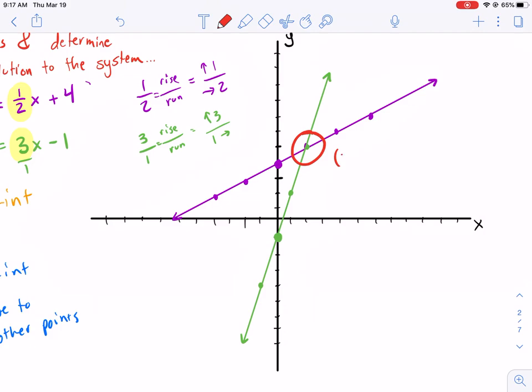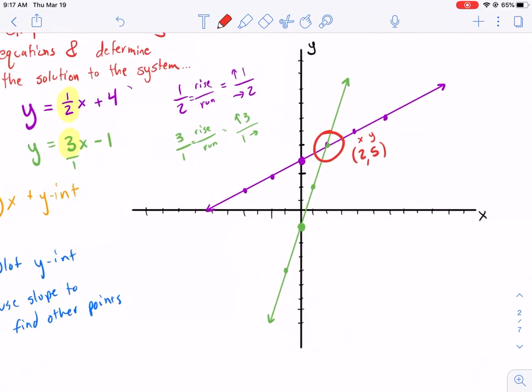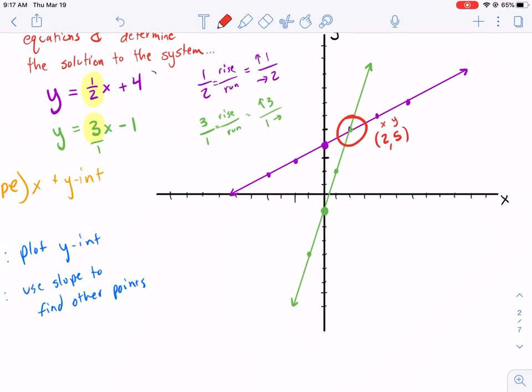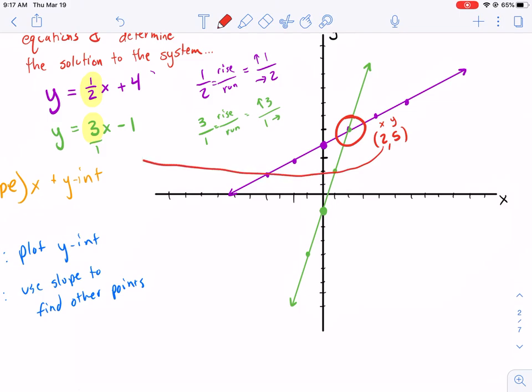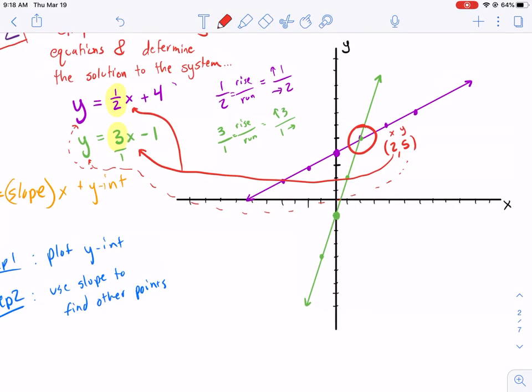That is the point 2, 5. That means the x value is 2 and the y value is 5. What does that mean? Well, if you were to plug in this x into both equations and plug this y into both equations, you would come up with a balanced equation. They would both be satisfied by the solution.